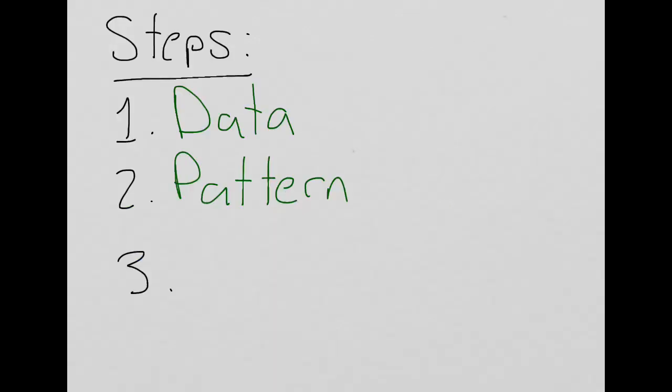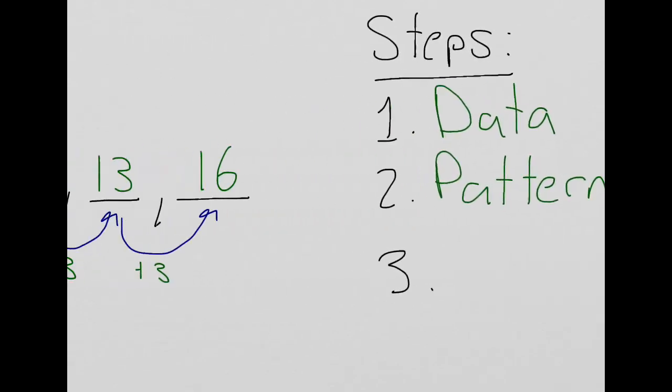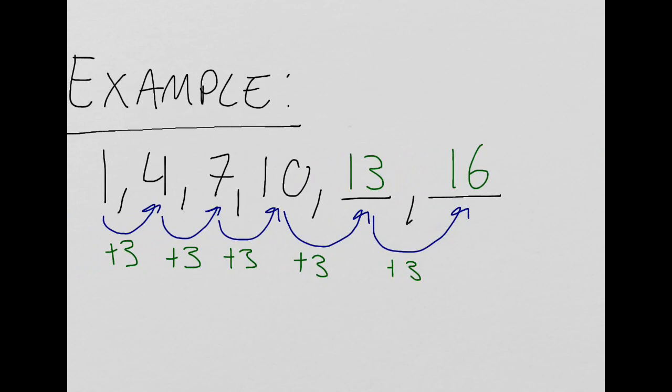The second step in using inductive reasoning is to look for a pattern. So again, to look at our example from before, I noticed that to get from 1 to 4, I added 3. Also to get from 4 to 7, I added 3. And to get from 7 to 10, I added 3 as well. So I noticed a pattern of adding 3.